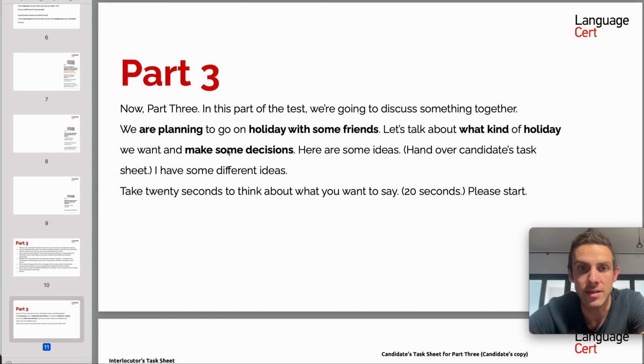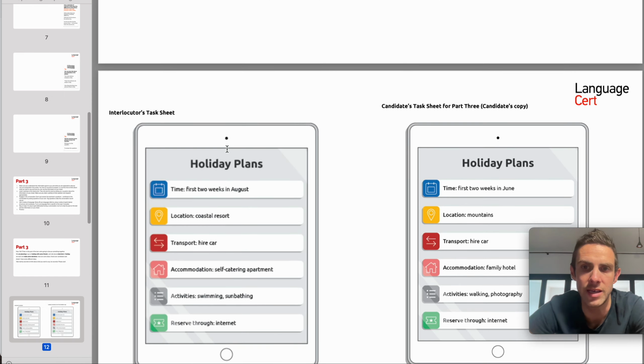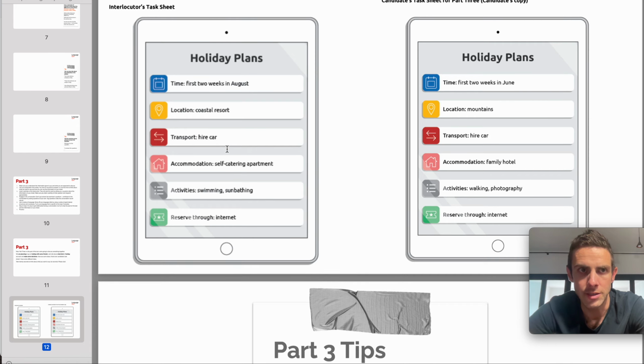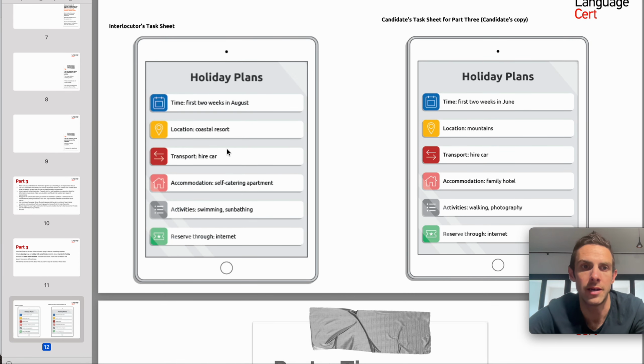You need to make some decisions as well. So making decisions means that you have to agree with the interlocutor. You need to make a decision and finalize those decisions. All right, and here are the ideas. So the interlocutor has time, location, transport, accommodation, activities, and reserve through.